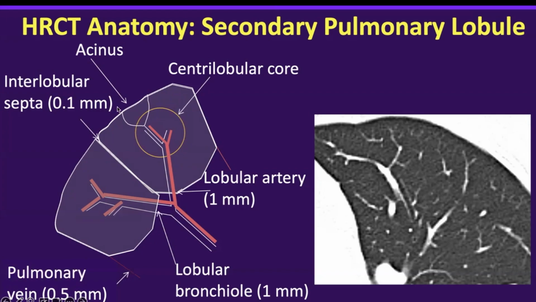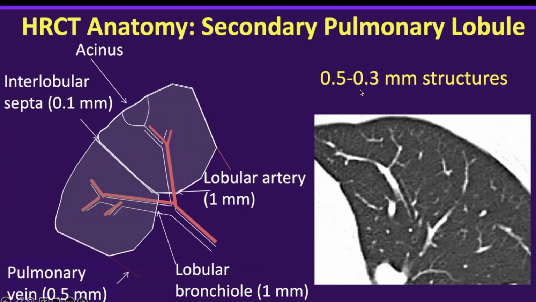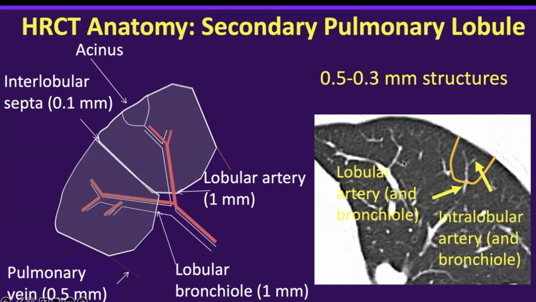The interlobular septi are only about 0.1 millimeters in thickness, and therefore it's not surprising, given the resolution of high-resolution CT that can resolve 0.5 to 0.3 millimeter structures, that we typically do not see the secondary pulmonary lobule and the interlobular septi. We can estimate where the lobule is, such as in the periphery of the lung, where we see a lobular artery and a bronchus that enter into the periphery of the lung.